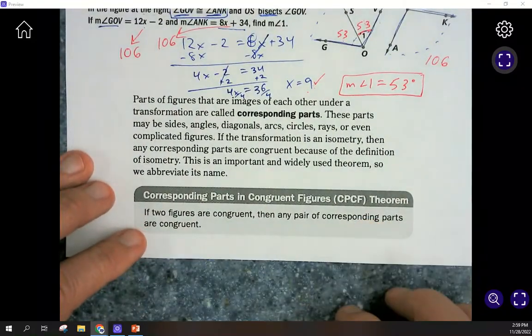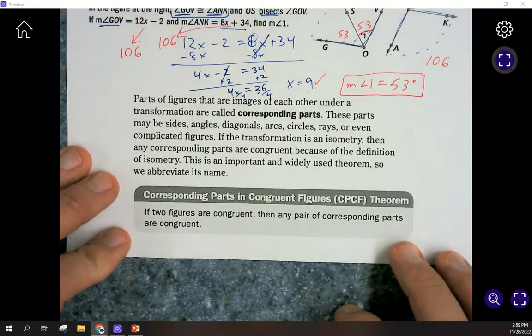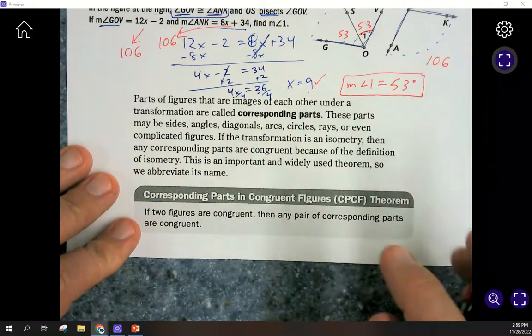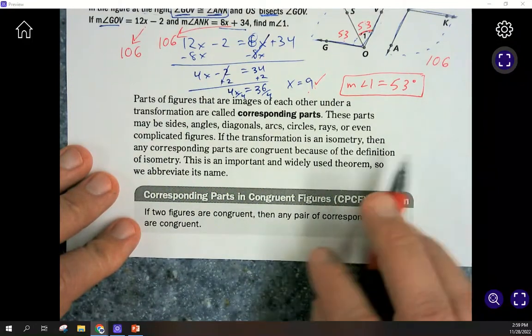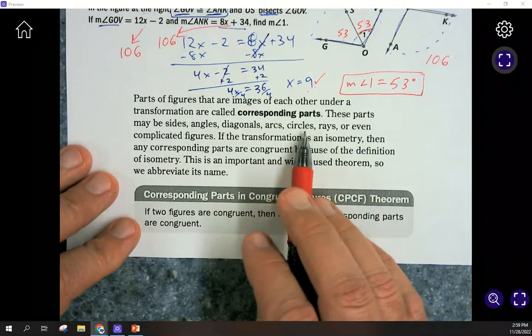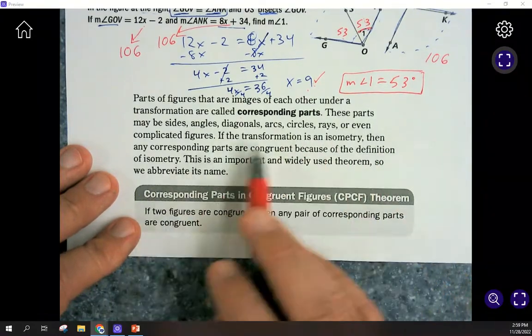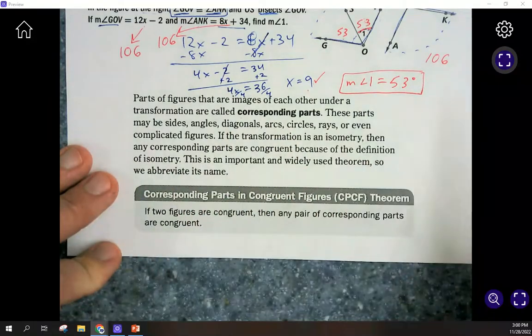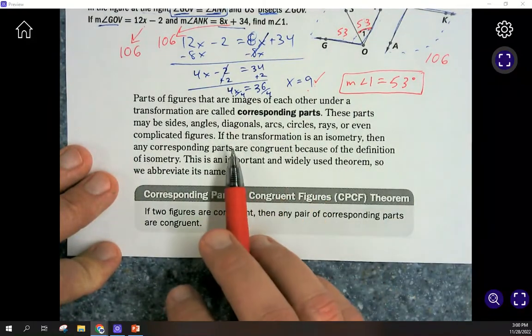All right, so parts of figures that are images of each other under a transformation are called corresponding parts. So each one of these things is going to have corresponding parts. These can be sides, angles, diagonals, arcs, circles, rays. It can be a lot of stuff. It's all the different pieces that make up whatever it was that we reflected.